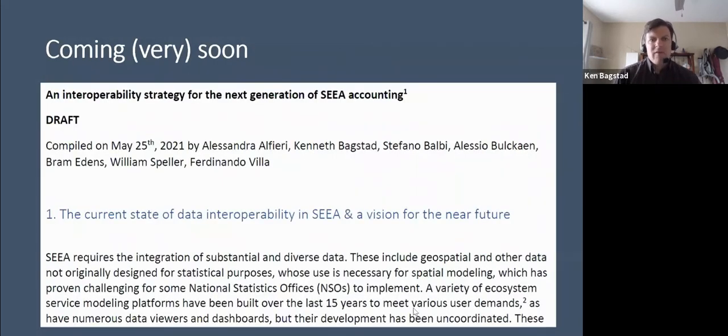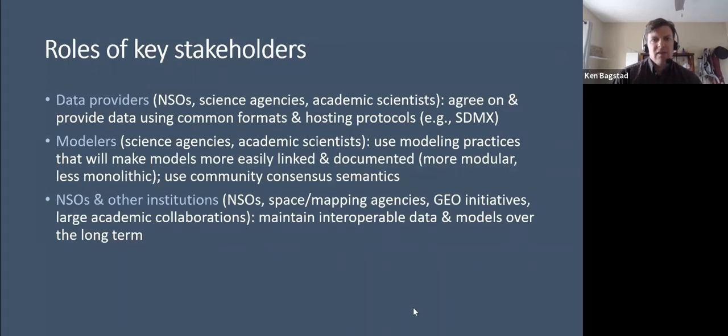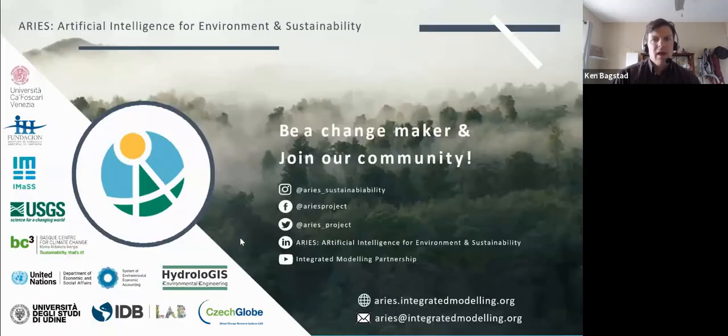So we're going to have very soon, this is a draft document we'll be sharing with anyone who's interested in the scientific community about how we make scientific models interoperable within the ARIES world. We envision a set of key stakeholders for data providers, modelers, and other institutions about how they can contribute to this vision of interoperable data. And again, I won't spend much time on this, but what incentives can we think about to move beyond the status quo?